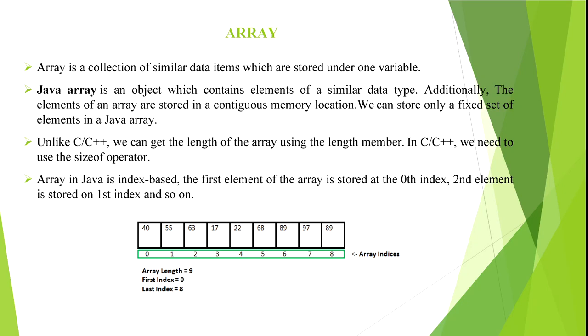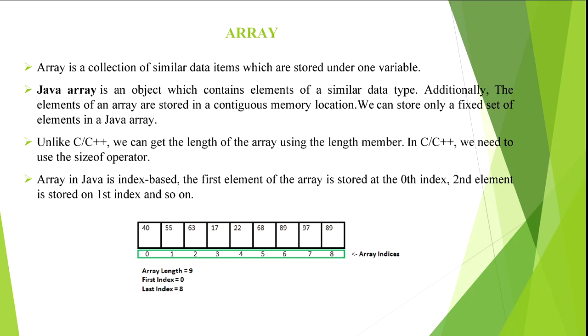Means all the elements of the array are stored one after another, and that's why it is called contiguous memory locations. We can store only a fixed set of elements in a Java array. Unlike C++, we get the length of an array using the length member. In C and C++, we need the sizeof operator. Means if you want to know the size of an array in C and C++, you can use the sizeof operator. But in case of Java, if you want to know the length of an array, the size of an array, then you must use the length variable, the length member.